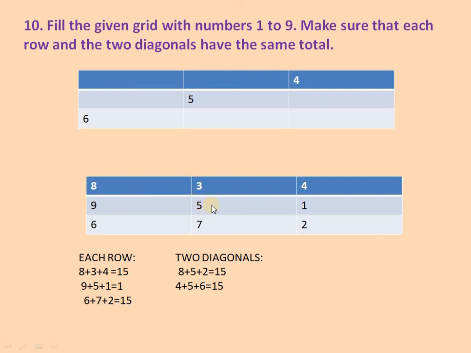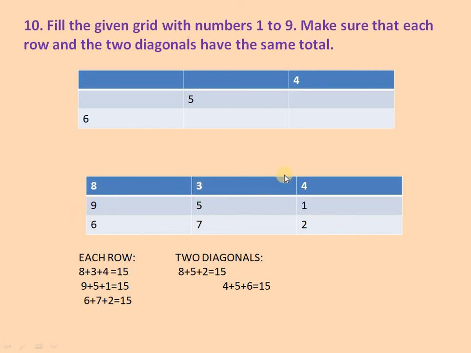If we check it out, firstly we will add all the rows. 9 plus 5 plus 1, we will get the total 15. Then we will add 6 plus 7 plus 2, we will get the total 15. So in this way, rows 1, 2, 3, we have got an equal total of 15. Moving to the two diagonals, in the question it is given that you have to find out that the two diagonals' totals are equal. So 8 plus 5 plus 2 will give you 15.